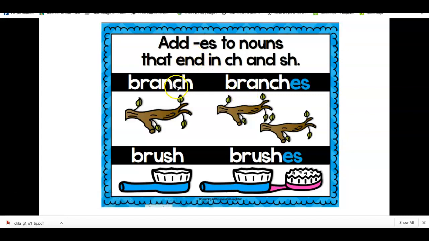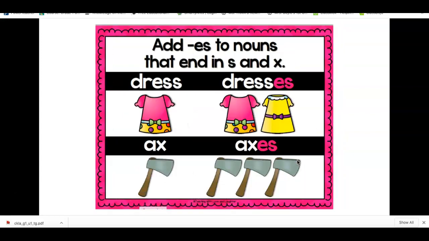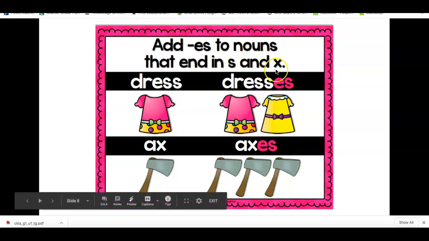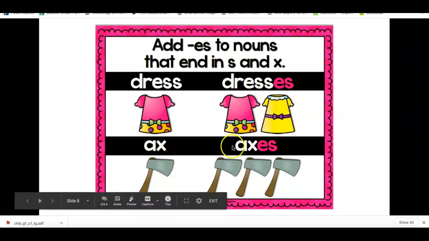If the noun ends in the letters CH, like the word branch, I have to add the ES to the end to turn branch to branches. Same for the letters SH. If I have more than one brush, I have two brushes, and I add an E and then the S. We also add an ES to the end of a noun that ends with S or X. So dress, I have one dress. The plural noun would be dresses with the ES. Here's one axe. The plural noun would be axes, and we added the ES to the end.